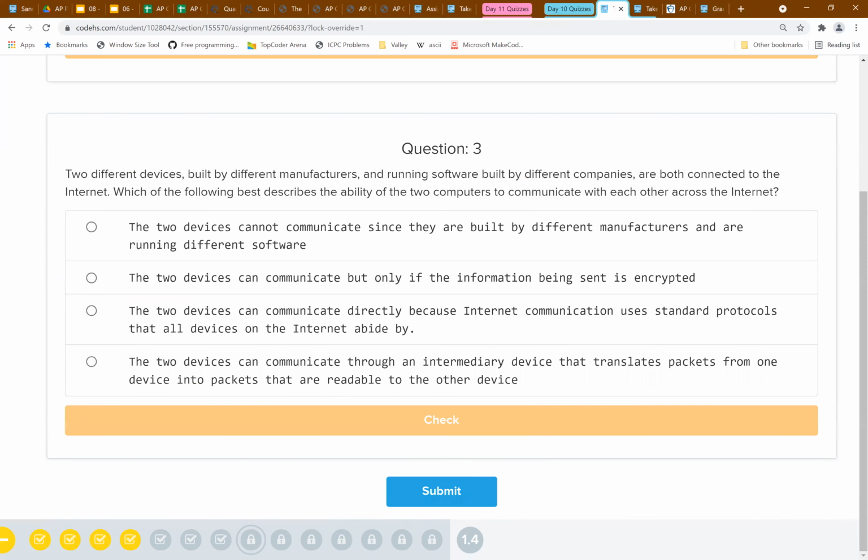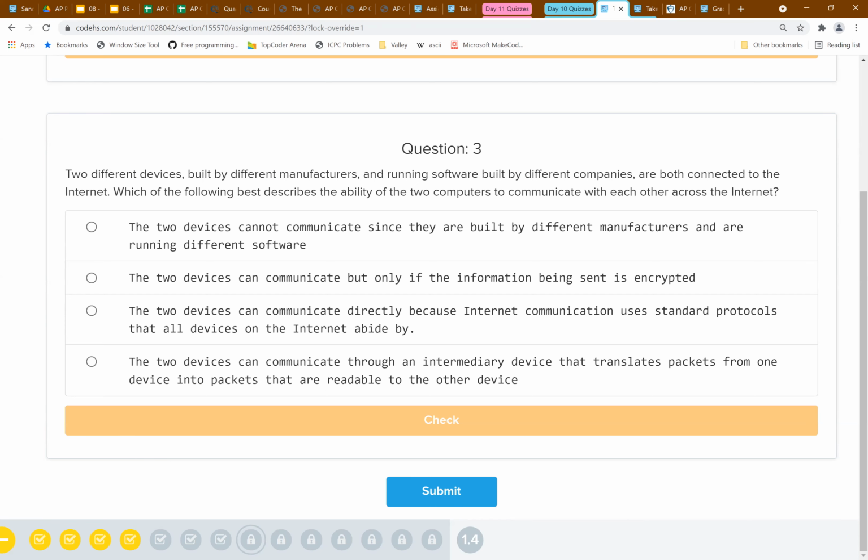And question 3: two different devices built by different manufacturers and running software built by different companies are both connected to the internet. Which of the following best describes the ability of these two computers to communicate with each other across the internet? They cannot communicate since they're built by different manufacturers and running different software. They can communicate, but only if the information is encrypted. They can communicate directly because internet communication uses standard protocols that all devices on the internet abide by. Or they can communicate through an intermediary device that translates packets from one device into packets that are reasonable to the other device.